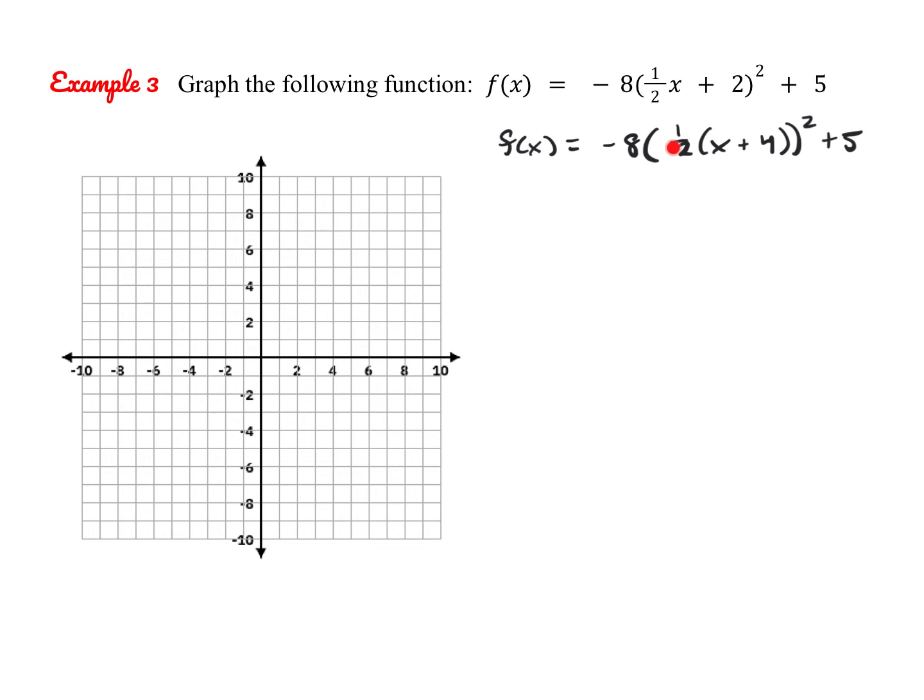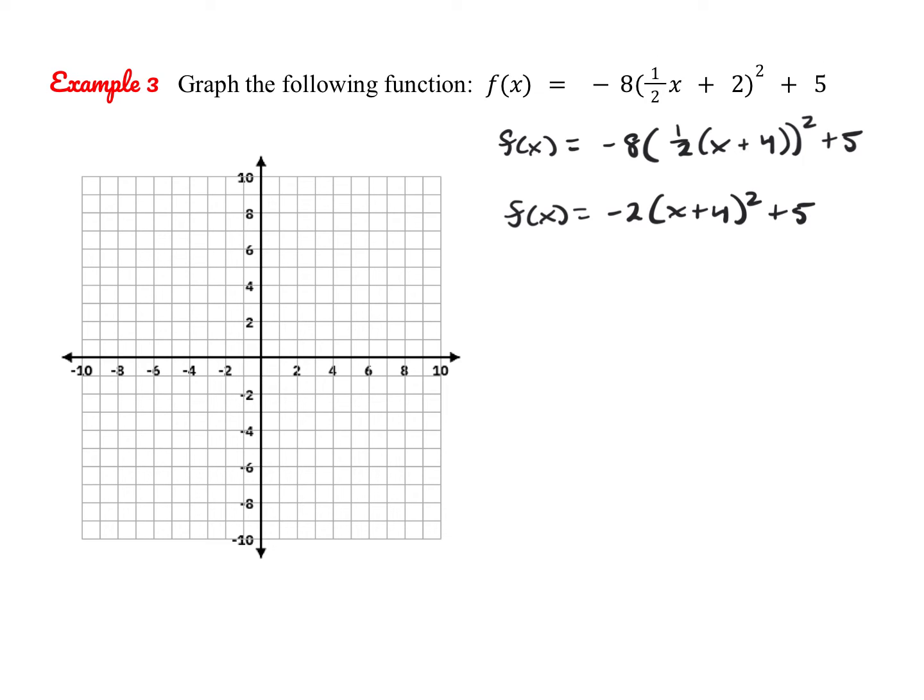So notice, again, it is still within the stuff that is being squared, but then to simplify it, I can actually just square it and move it out front. So 1/2 squared is 1/4, so I'm going to move that out front, and it leaves me with -2 times x plus 4 squared plus 5.